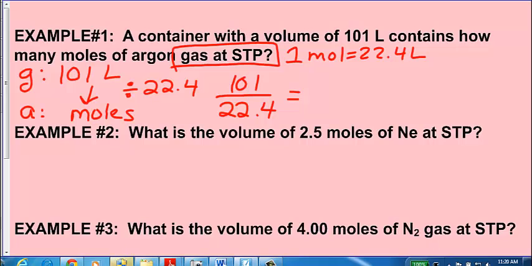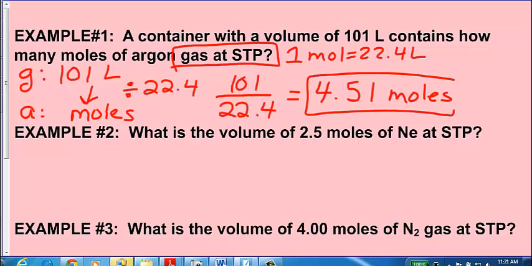And you got 4 point, oh, now see, this is where sig figs comes in handy, because you get a really long number. And I don't feel like writing that long number, so I'm going to round it to the proper sig figs, which is 3. 4.51 moles. That's why I love sig figs, because then I don't have to write out the whole big, long, stinking answer. Okay, in example number 2, what is the volume of 2.5 moles of neon at STP?